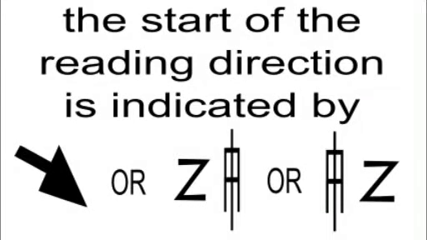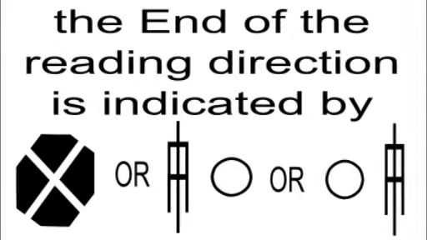Now back to 0, 1, 2, 3. The start of the reading direction is indicated by hexadecimal number 2e or its reverse hexadecimal number e2, or by the arrow pictograph. The end of the reading direction is indicated by the hexadecimal number e0 or by the hexadecimal number 0e or by x stop sign pictograph.